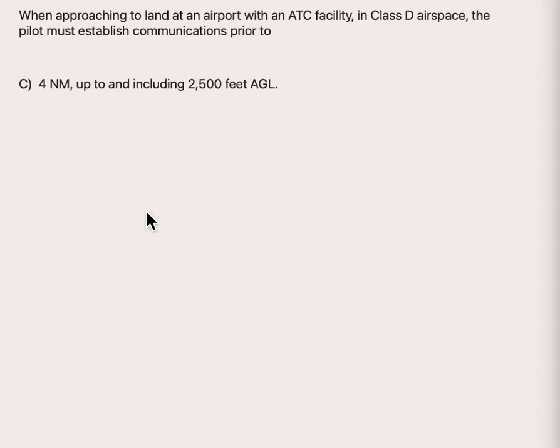When approaching to land at an airport with an air traffic control facility in Class Delta airspace, the pilot must establish communications prior to 4 nautical miles and up to and including 2,500 feet AGL. So if you're landing in a Class Delta and there's a tower, you have to talk to them when you're within 4 nautical miles or below 2,500 feet.